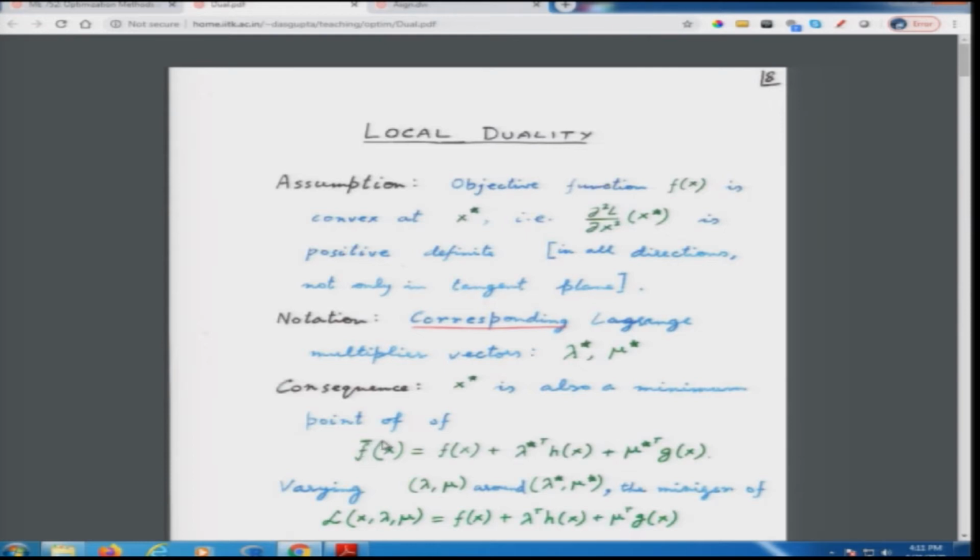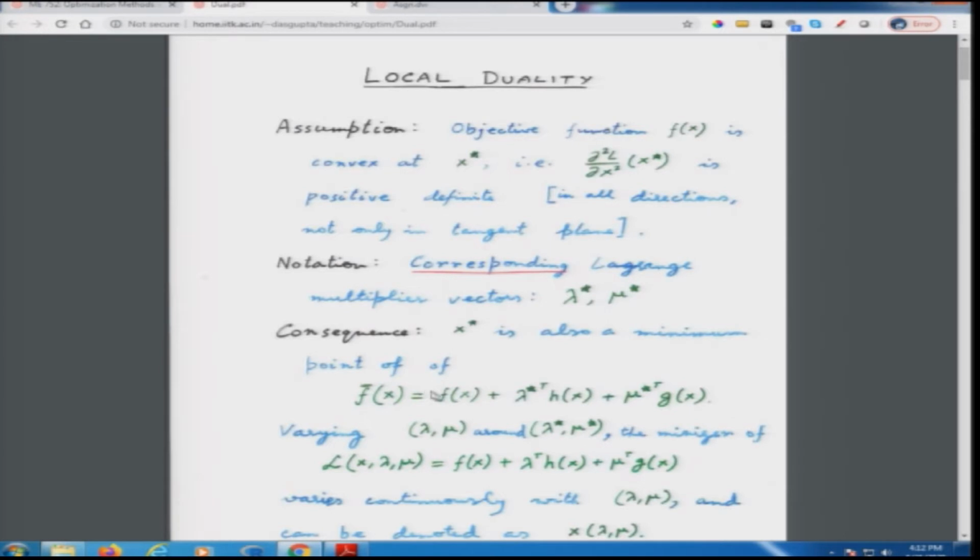And you can check very easily that if this is positive definite, that is positive definite in all directions, then x star is a local minimum point of this also. Obviously, because for the correct values lambda star mu star, this fellow's second derivative Hessian is positive definite, and its first order derivative will obviously satisfy the KKT conditions. So, x star will be a minimum point of this function.